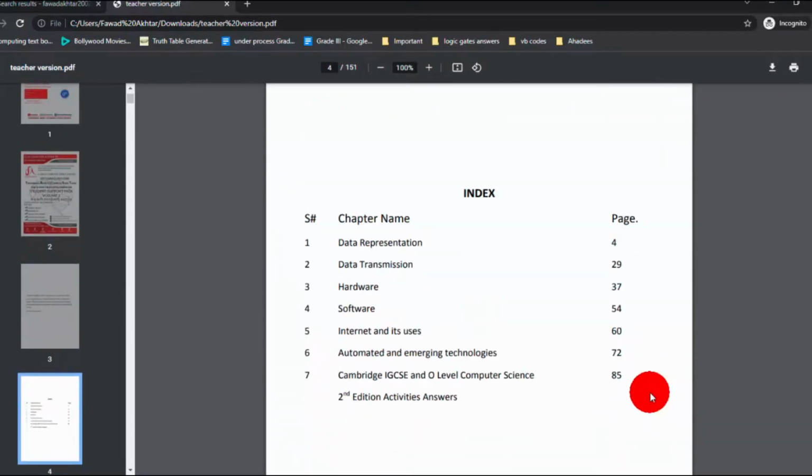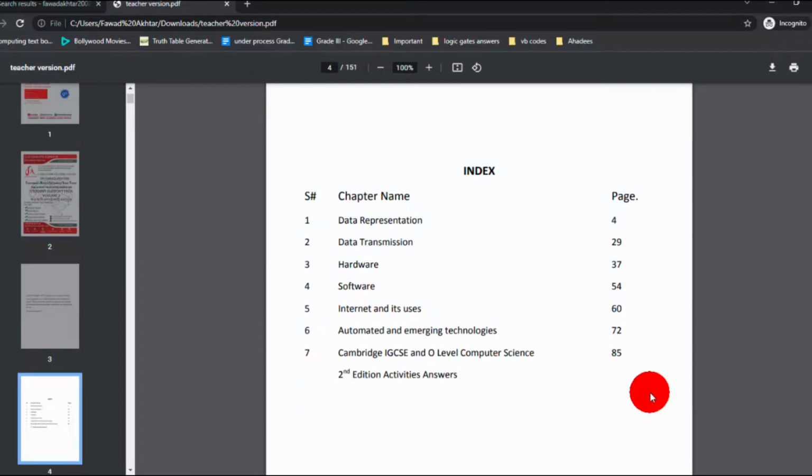Okay, now here is the index: chapter, data representation, data transmission. Another good thing about this book is that I have also solved the activities of the course book and shared the answers in this workbook. So you may see Cambridge IGCSE and O level Computer Science second edition activities answers. The course book activities I have solved, and then I shared the answers in this book, so you may check it out.